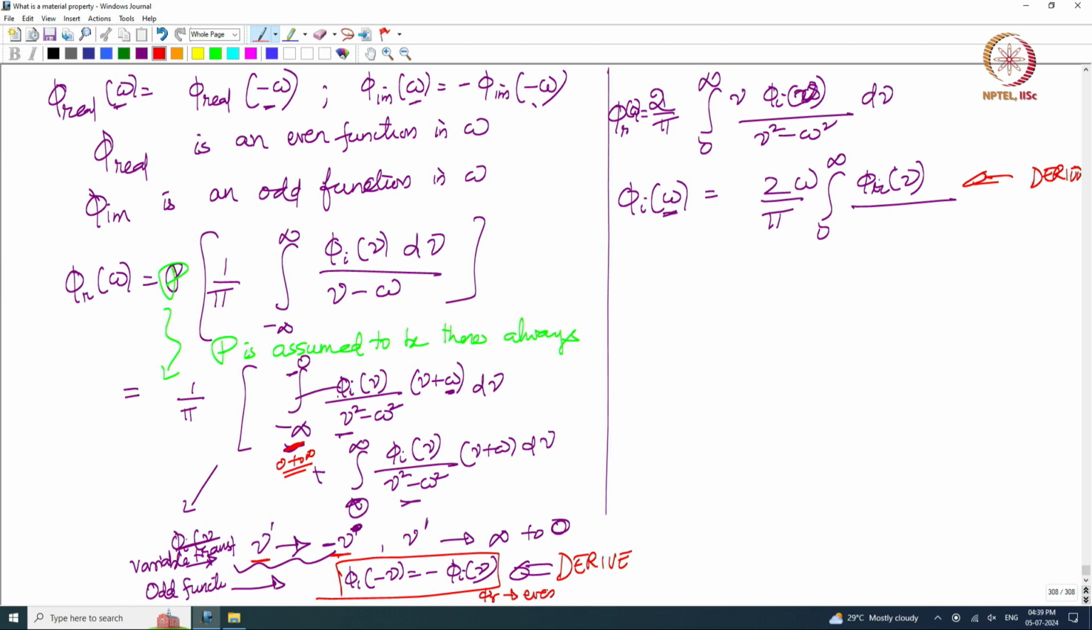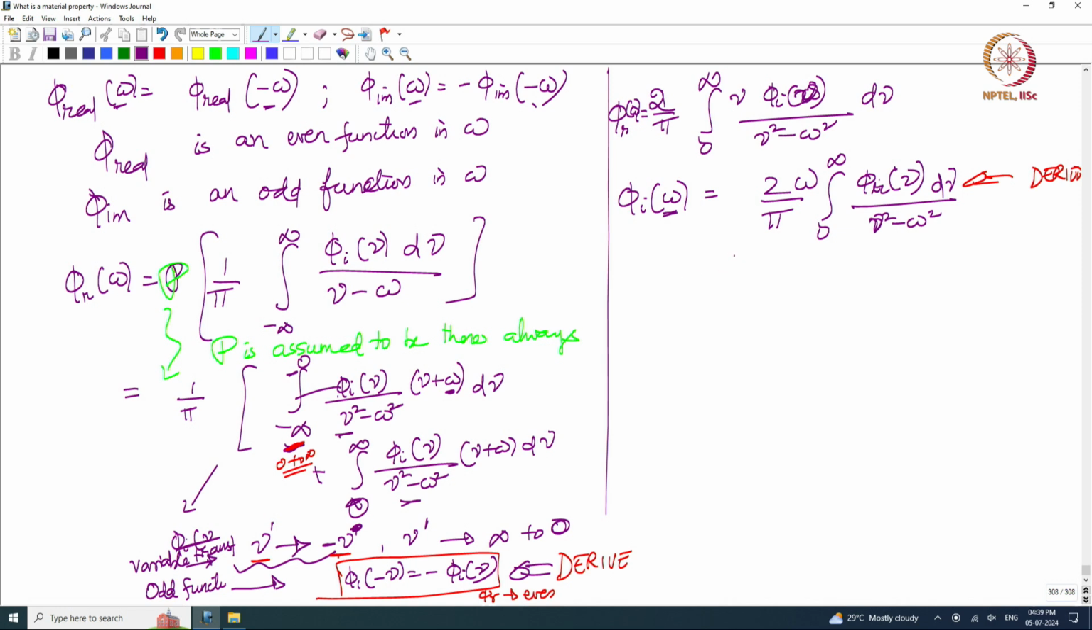I use these facts to show that this is equal to nu square minus omega square. It is not a hard derivation to do. You can do it yourself, just sit at home and write it properly, and you will arrive at it. Okay, all right. So, that is nice.